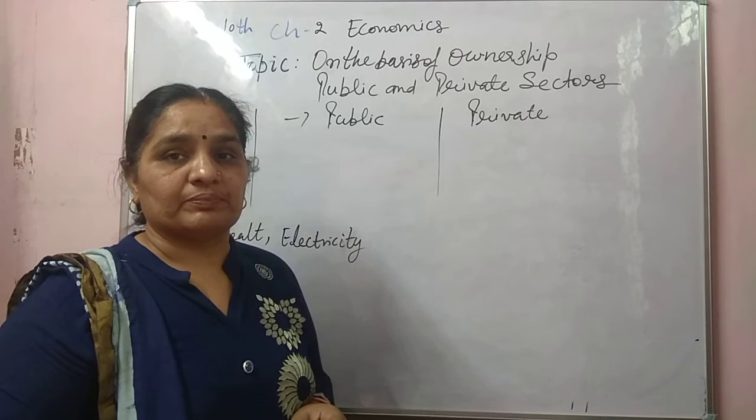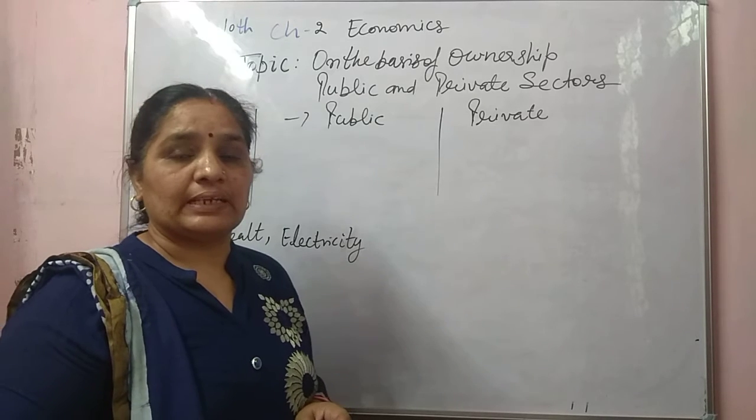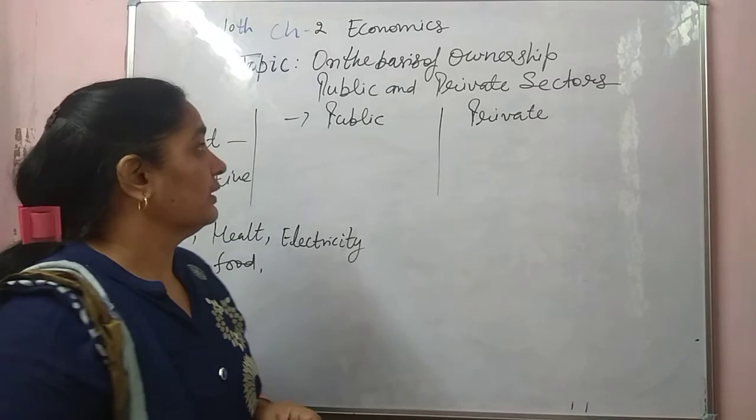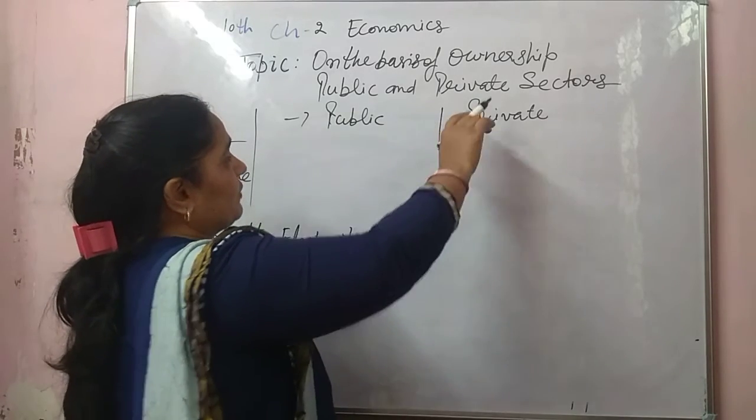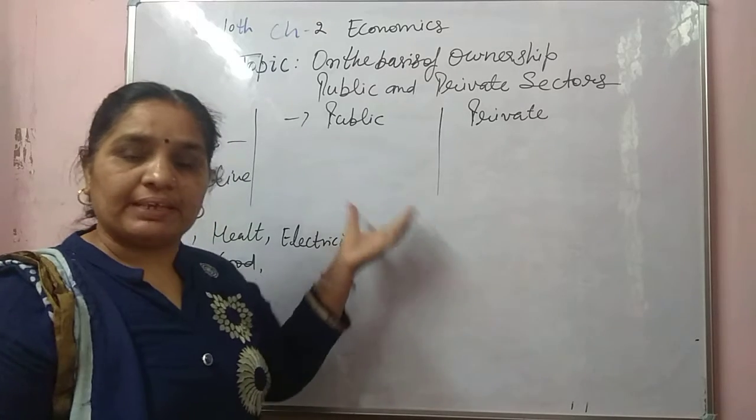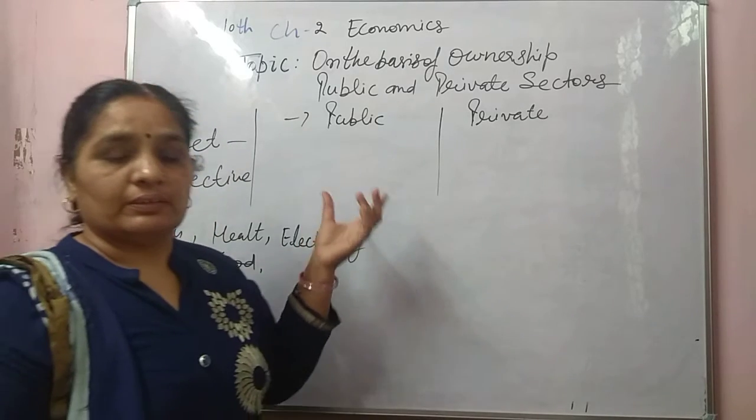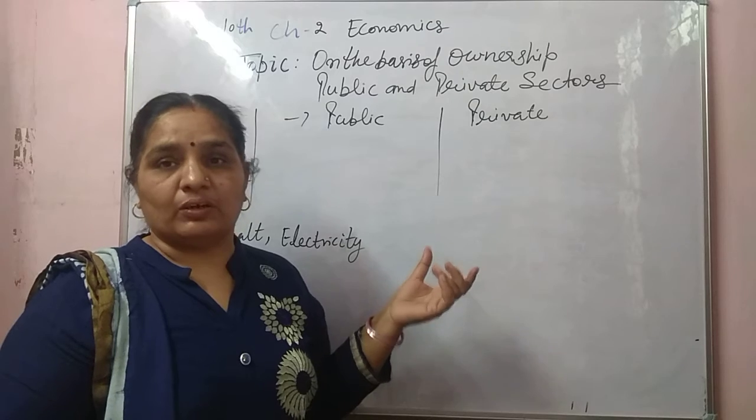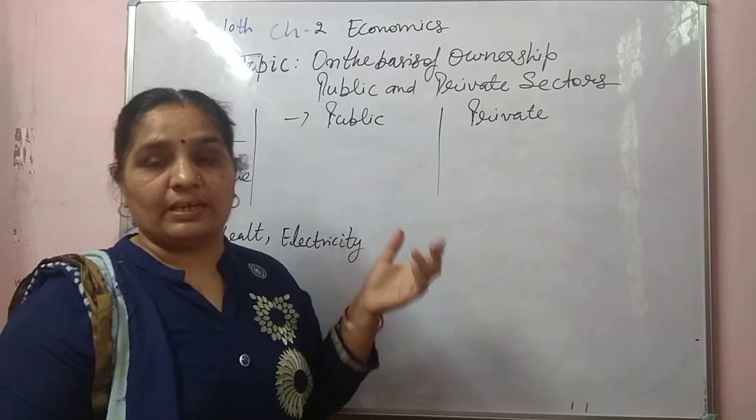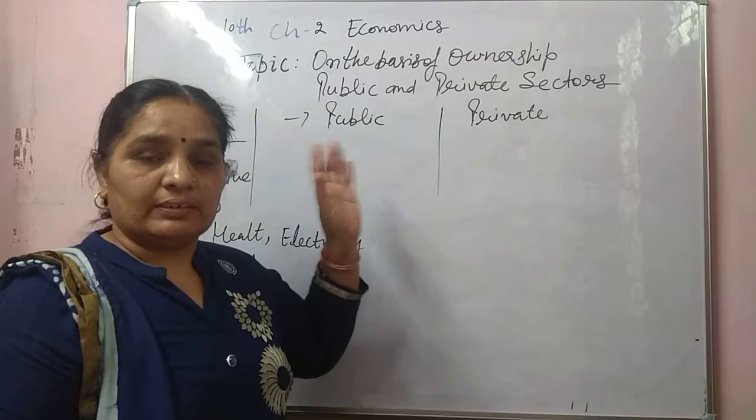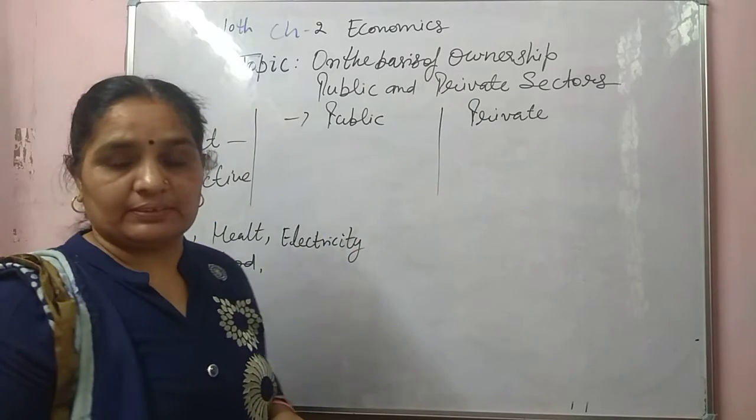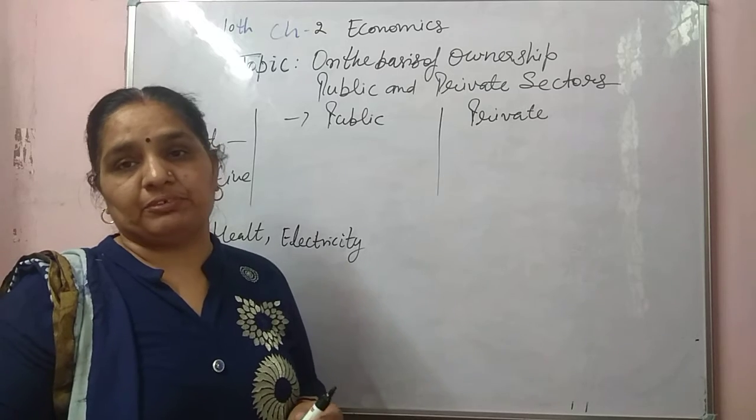Today we will discuss the last topic, 10th class Economics Chapter 2, the sectors of the Indian economy: on the basis of ownership, the public and private sectors. Earlier we have discussed two topics: economic activities, all three sectors, and organized and unorganized sectors. Now this is the last topic of this chapter, public and private sectors. So who will tell me the answer between both?